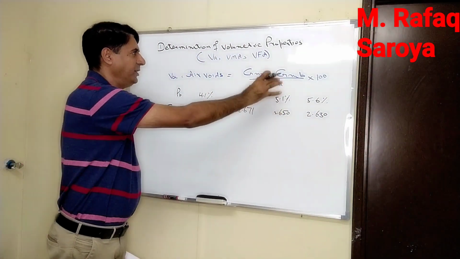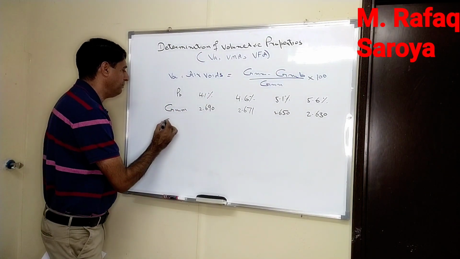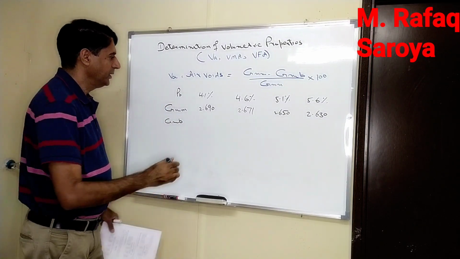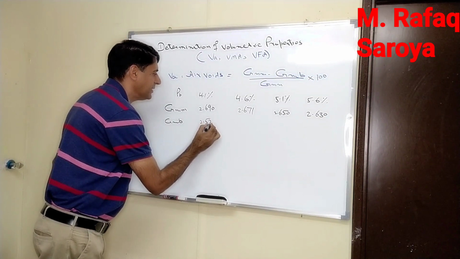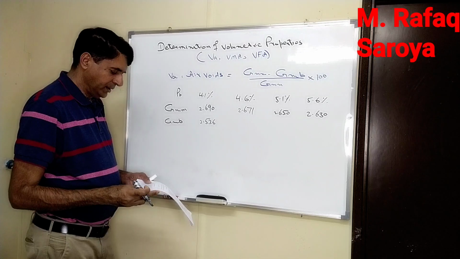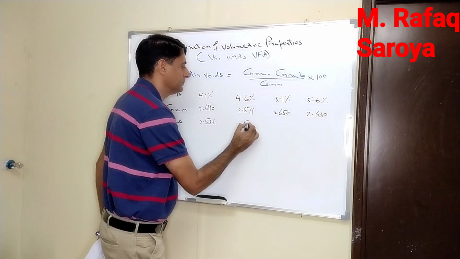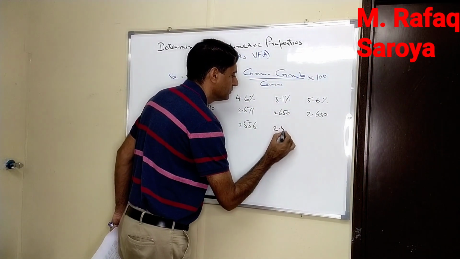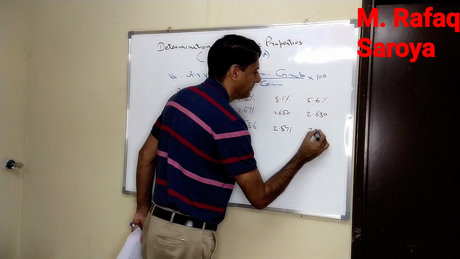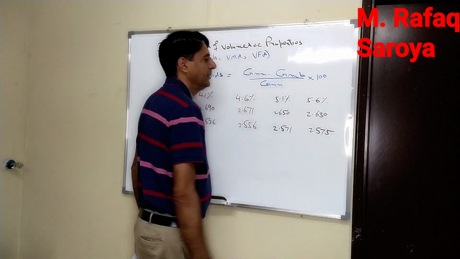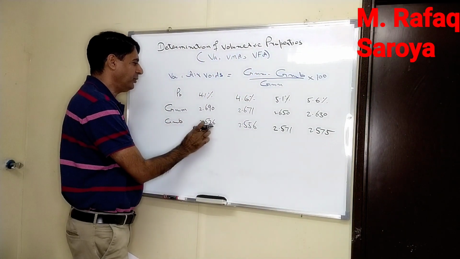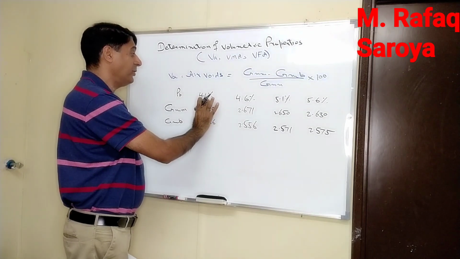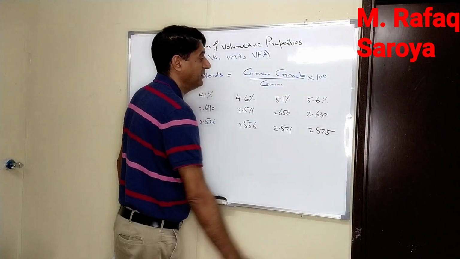Similarly, for each of these binder contents, we have also determined the value of GMB at design number of gyration. What is the value of GMB? First value 2.536, then 2.556, 2.571, and 2.575. As the binder content is increasing, the value of GMB is gradually increasing. Here, as the binder content is increasing, the value of GMM is reducing.